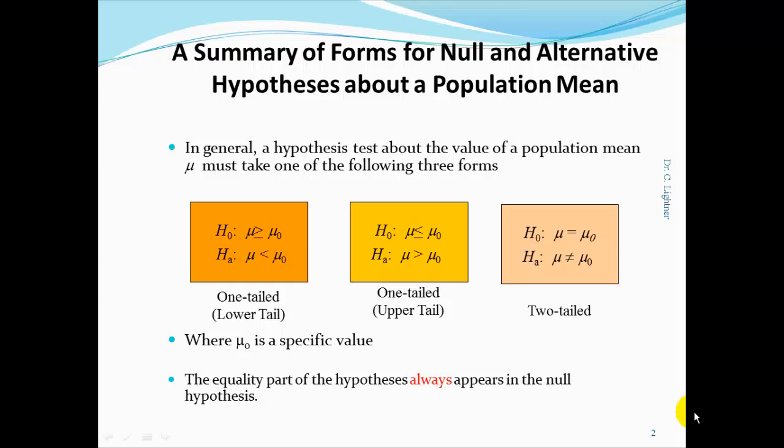We will allow our x-bar value to vary in an interval when testing this hypothesis. We won't be focused on our sample mean value being an exact value when testing this last hypothesis form. The equality part of the hypotheses must appear in the null hypothesis when testing this form.